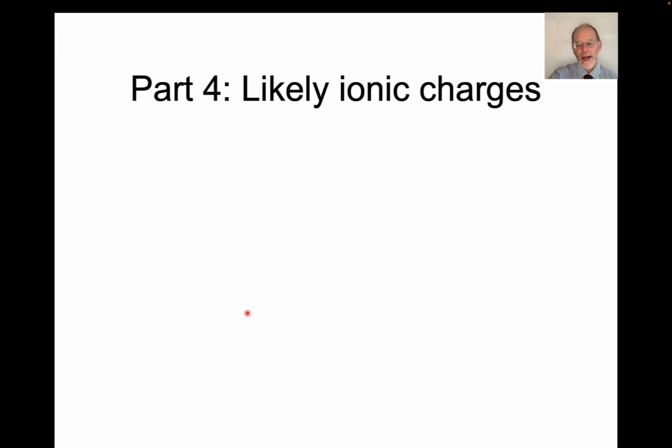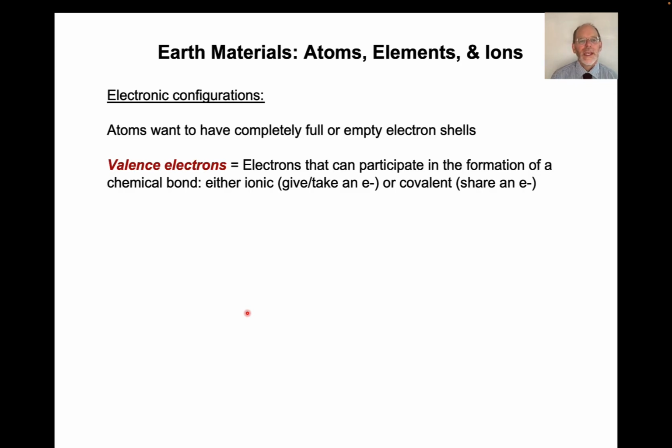Now let's talk about ions, because that's really what we deal with most in the earth sciences. In general, atoms want to have completely filled or empty electron shells. We refer to valence electrons, and these are the electrons that can participate in the formation of a chemical bond, either ionic, where they can give or take an electron, or covalent bonds where they can share an electron. We'll talk more about bonds in a later lecture.